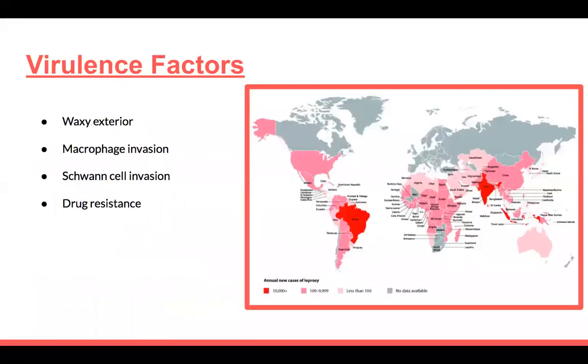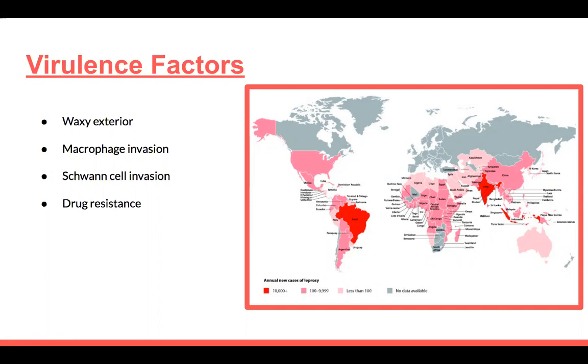Next slide. For virulence factors, the first one is waxy exterior. The bacteria in the Mycobacterium genus are defined by their waxy exterior coat. In M. leprae, the exterior allows for intake into the macrophage and phagocytosis. The second one is macrophage invasion. M. leprae survives and replicates in macrophages. The bacteria prevent phagosome and lysosome fusion to avoid degradation.